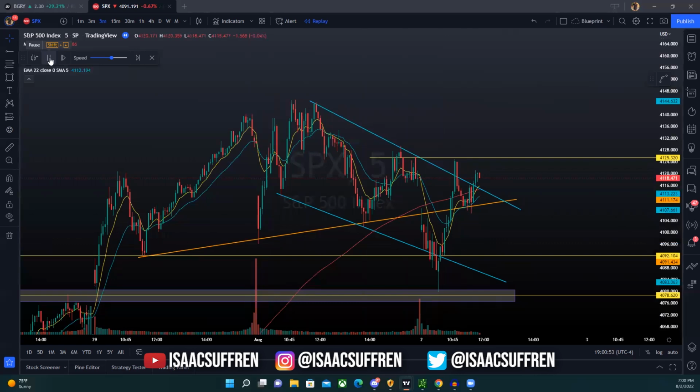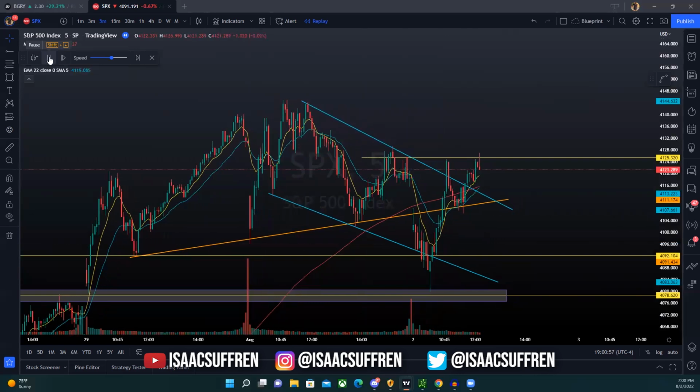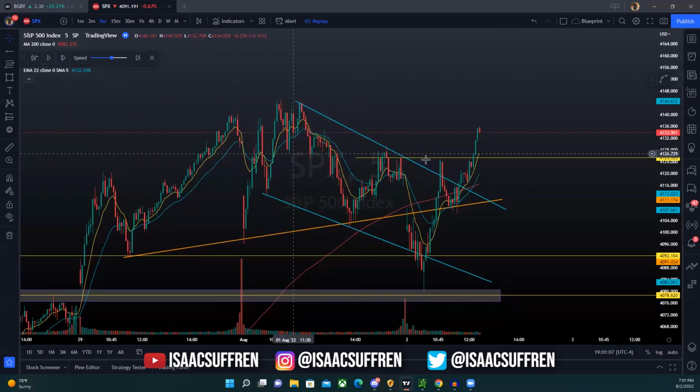Boom. So we broke above. Let's see what we got. Boom. Right? Look at that. We made this resistance again, 4125, and it looks like it wants to break out. Let's see. Boom. It broke out. Look at that. You take calls above resistance. Look at that. That's a nice move.